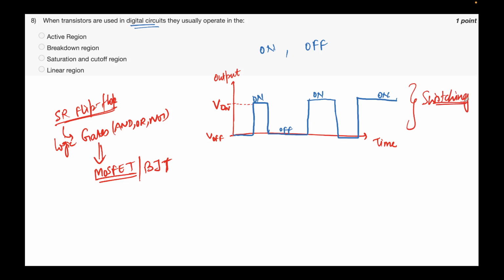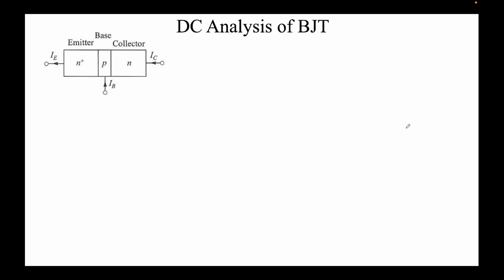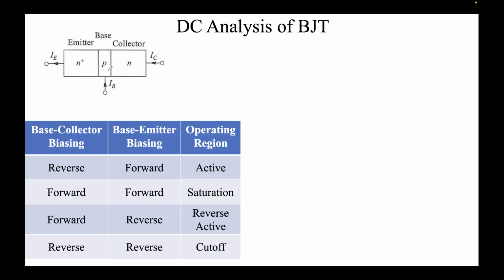Okay, now to understand how we can use a BJT to perform this switching function, we'll restrict ourselves to the BJT. As I told you, I'll be considering only the NPN transistor. So you have this NPN, again N plus denotes heavily doped and so on, and you see the current directions.